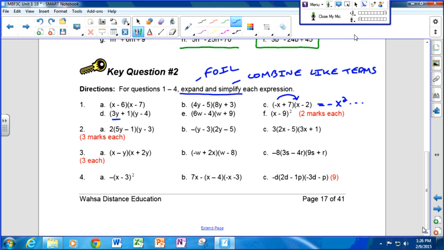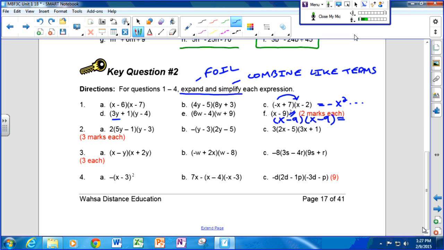And then the other one, f, looks a little strange. It's x minus 9 squared. What they're really trying to tell you there is that this is an x minus 9 times an x minus 9. Now it looks like something we've dealt with in the course material, right? And now you're off to the races here. Okay.